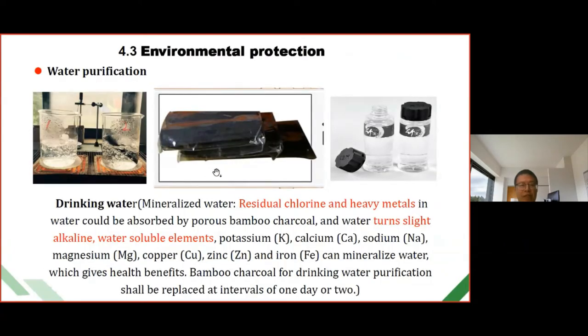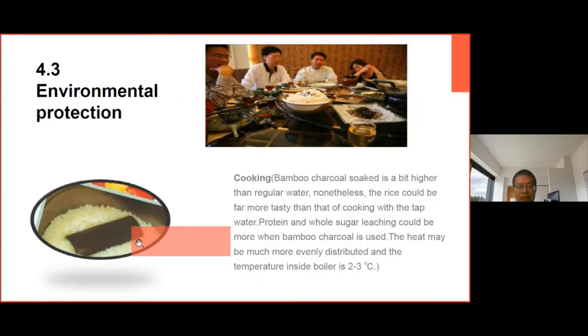Environmental protection for bamboo charcoal is very popular. We use bamboo for water purification. The first is for drinking water: residual chlorine and heavy metals in water could be absorbed by porous bamboo charcoal, and the water turns slightly alkaline and water soluble. They have many elements. We can use bamboo charcoal for cooking.